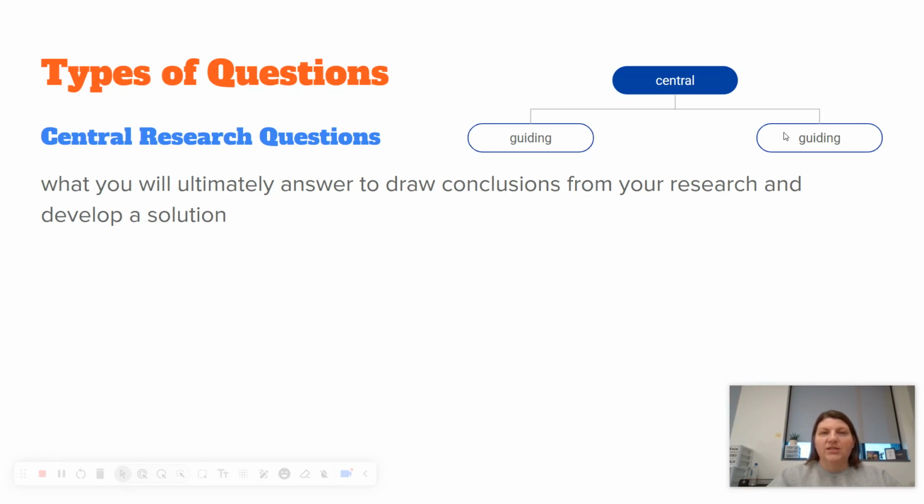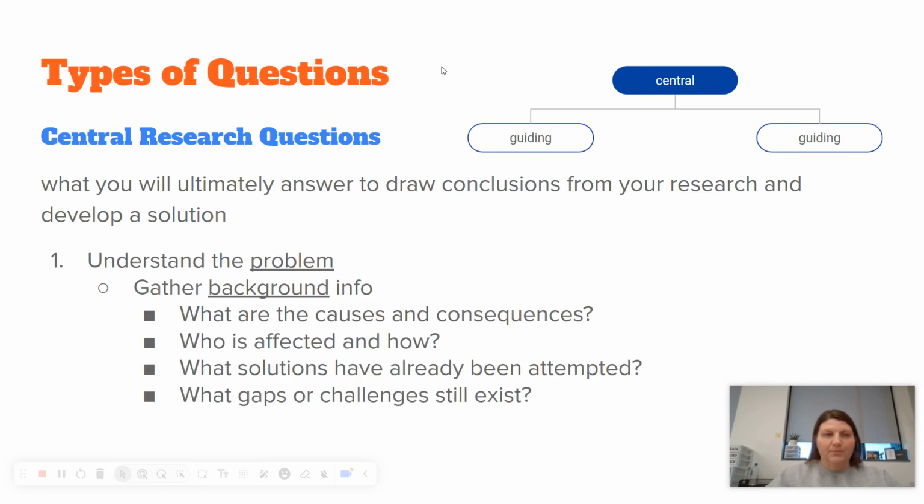The first is the central research question. That's at the top, and everything else is working toward answering that central question. This is what you will ultimately answer to draw conclusions from your research and develop a solution. Think of it as the funnel that everything is going into, and what comes out is your proposed solution.